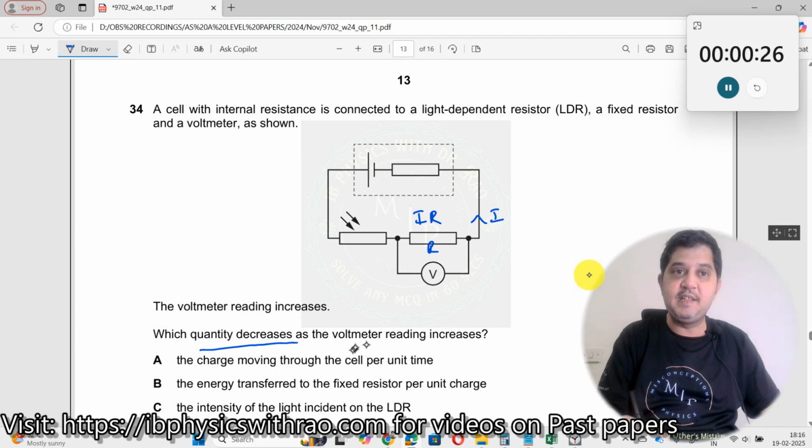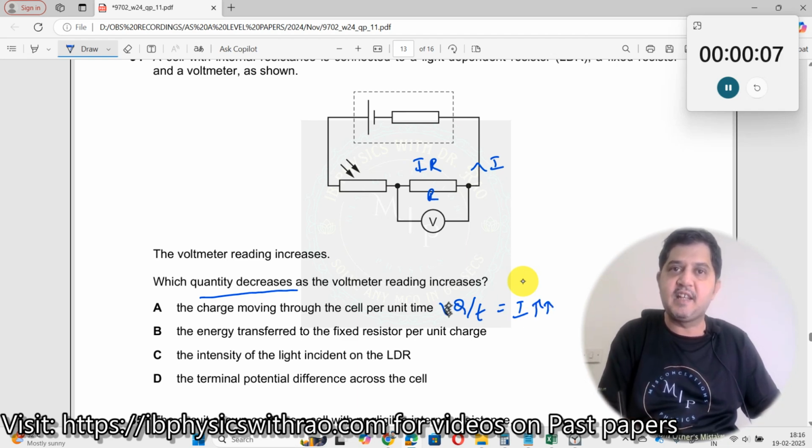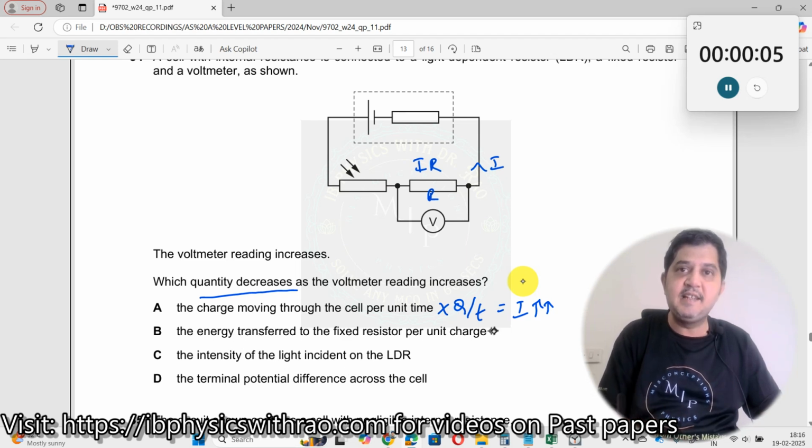Now see, let us read one by one. The charge moving through the cell per unit time, this is Q divided by T. What is this? This is current. What's happening to current? Current is increasing through the cell. Okay, that's the correct statement, but what is being asked? Which quantity decreases? Is the current decreasing? No, current is actually increasing. So therefore, this is incorrect.